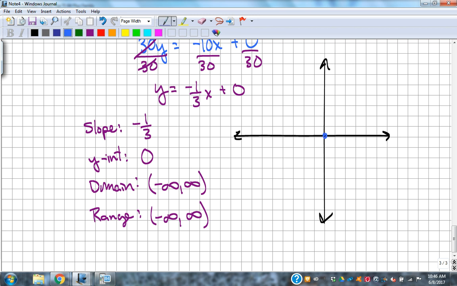Going to 0, which is right there at the origin. And then which direction? Down 1, right 3. Could go up 1, left 3 as well. I'm just thinking about that, what if you didn't have room.